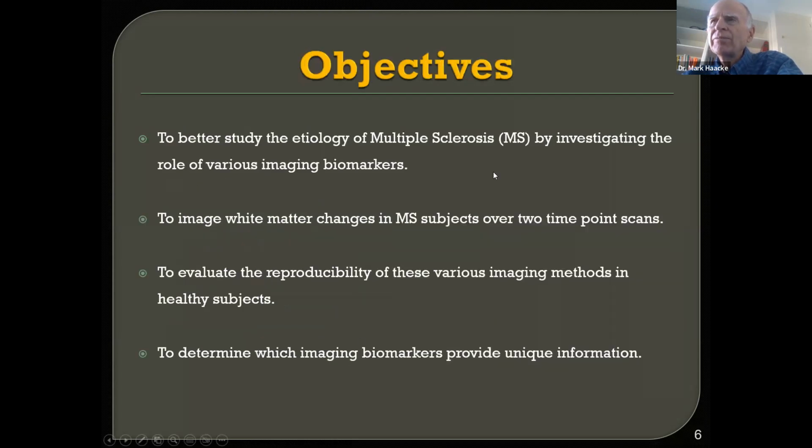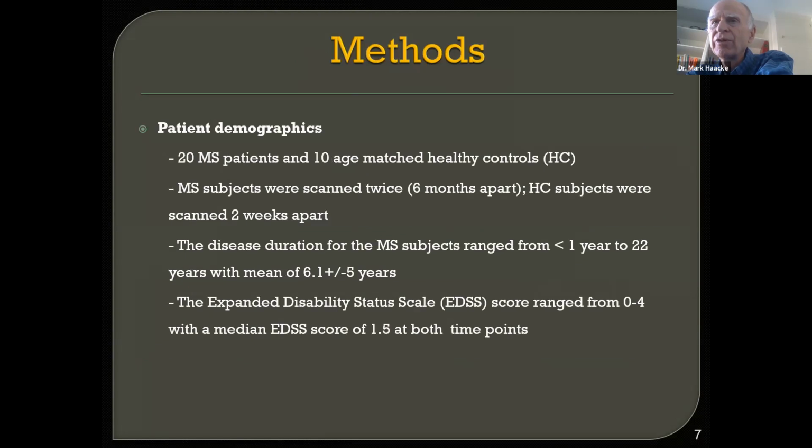So what's the purpose behind this talk today and behind this project? It was to better study the etiology of MS by looking at different imaging biomarkers. We wanted to image the white matter changes in MS subjects over 2 time points and evaluate the reproducibility of these various imaging methods in healthy controls and try to determine which imaging biomarkers provide the unique information for us.